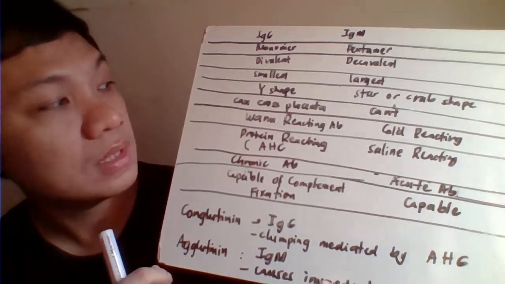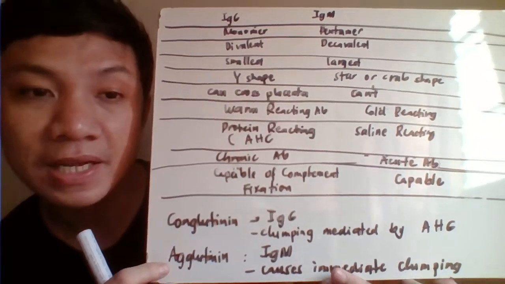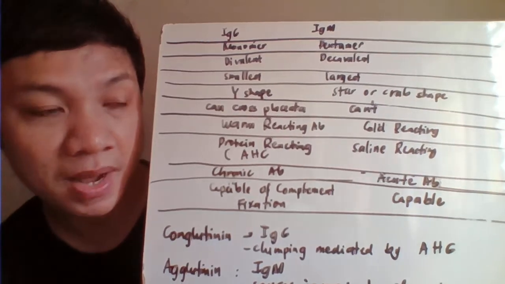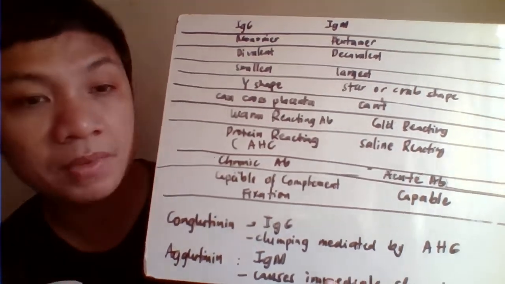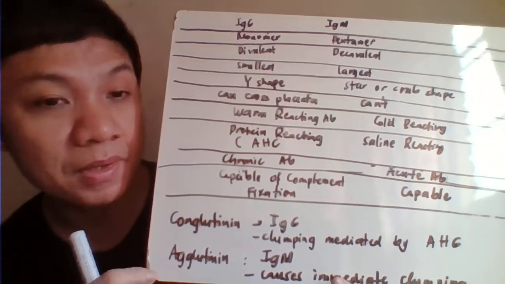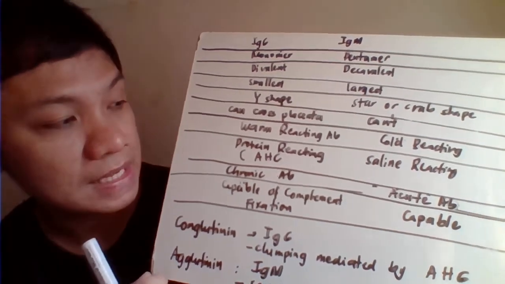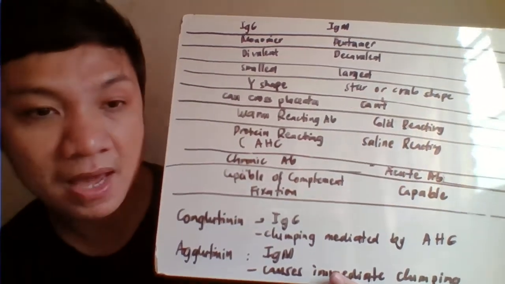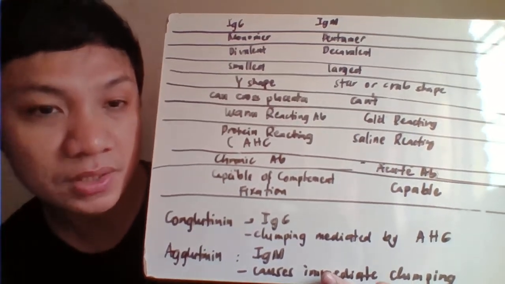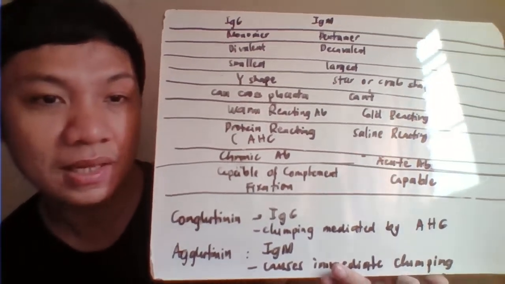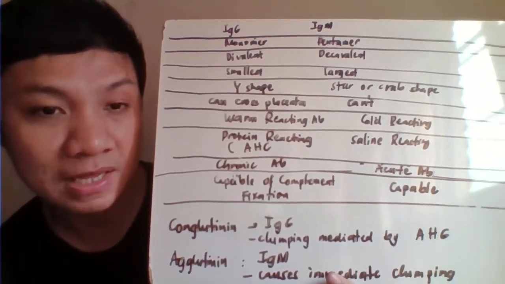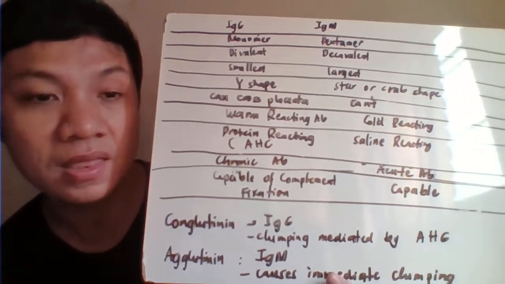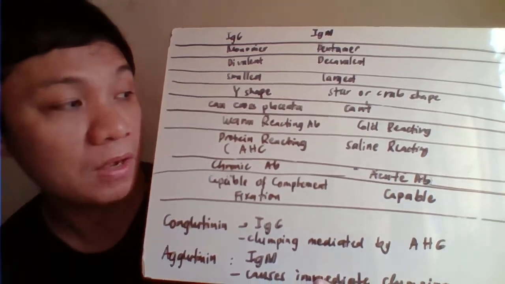And also, IgG can cross the placenta except your IgG3, di ba? For the IgM, that one is not capable of crossing the placenta because it's a very large antibody. It's a protein reacting antibody. So in the blood banking, okay, we need to add potentiator to enhance the reaction of your IgG antibodies. At the same time, this one is also identified by addition of anti-human globulin.